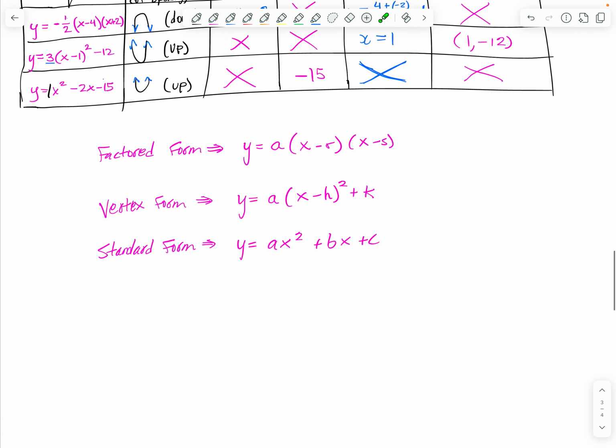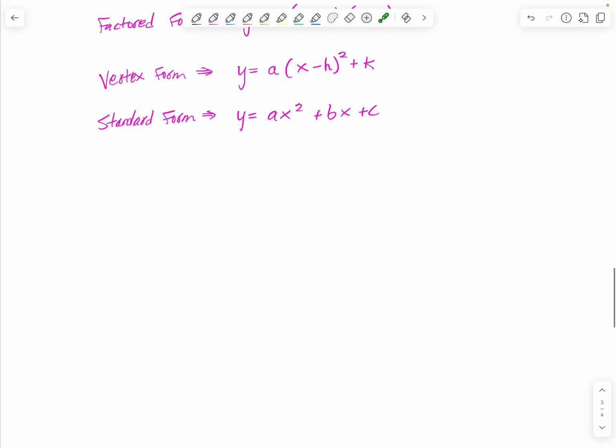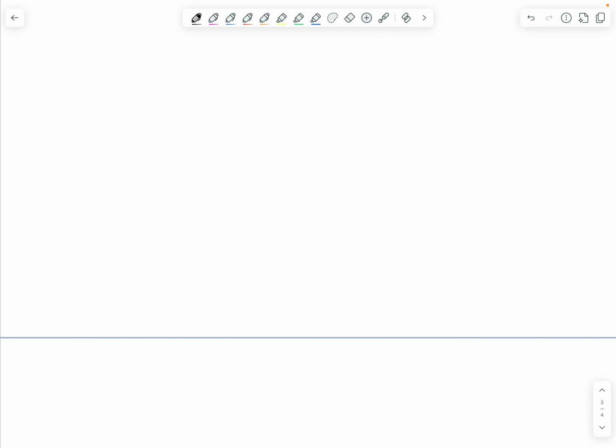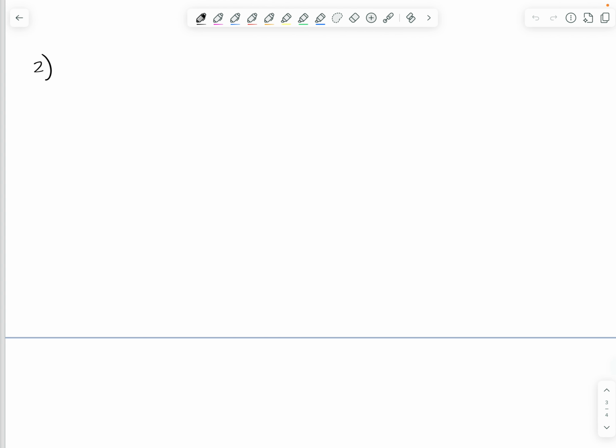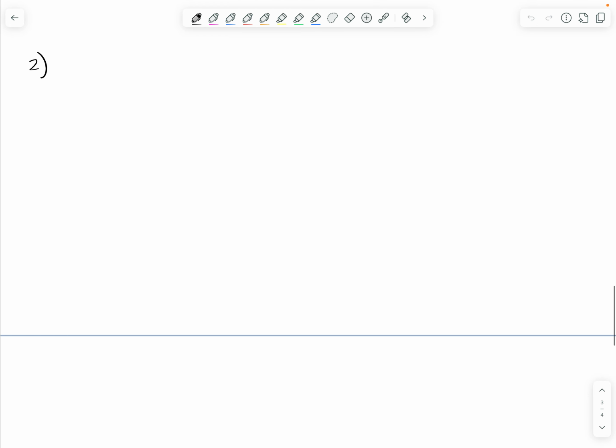All right, let's move into another question here. So here's another one. Something that looks like this, okay? So given an equation, oops, sorry, didn't mean to go back there. Given an equation, I have something like: determine the x-intercepts.